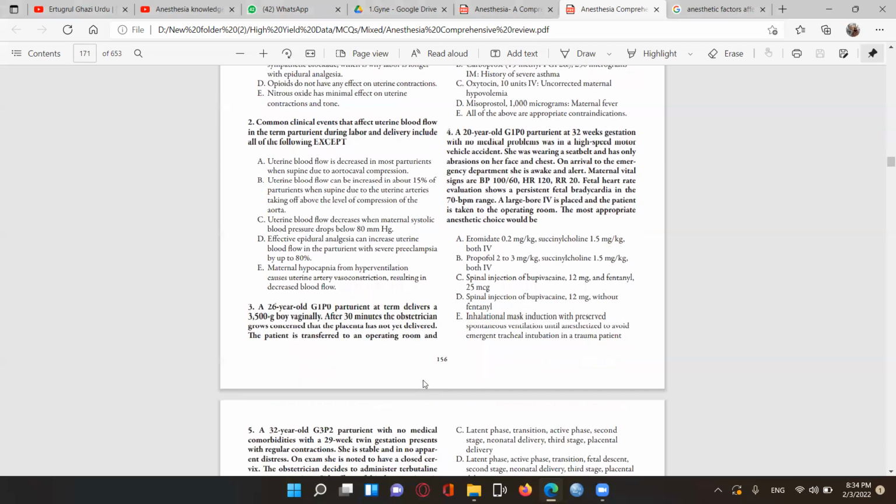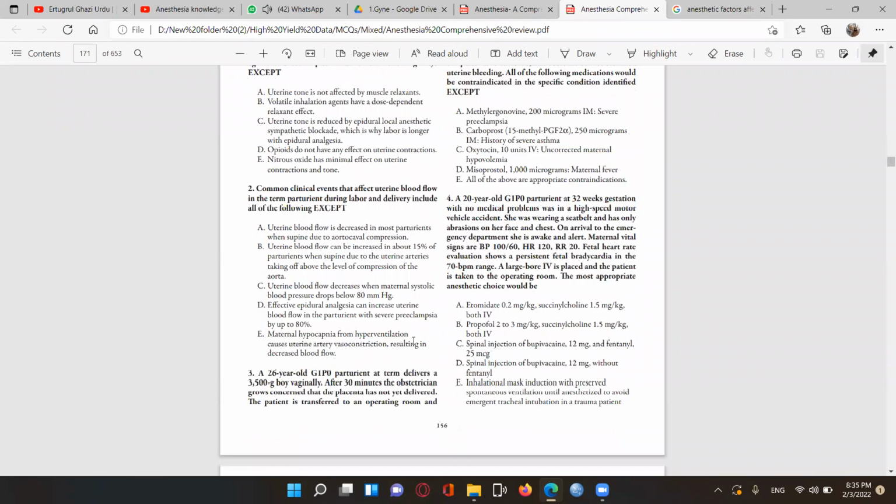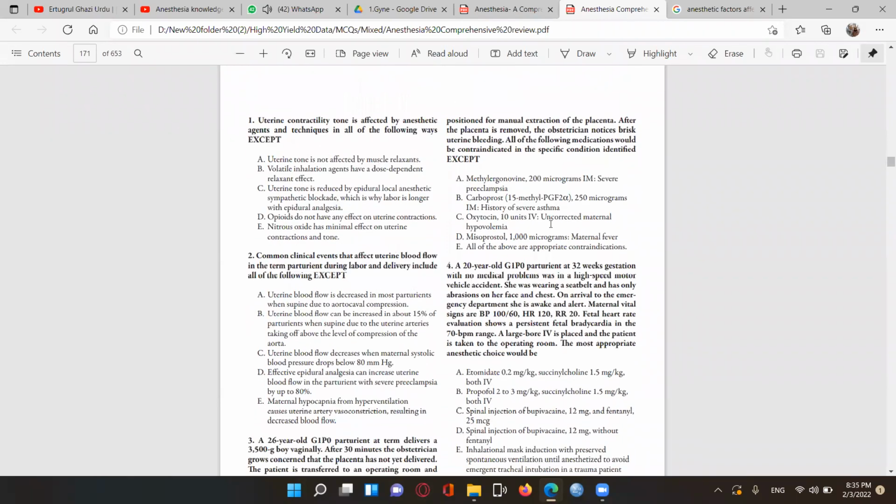Okay. And a 26-year-old G1P0 parturient at term delivers a 3.5 kg boy vaginally. After 30 minutes the obstetrician grows concerned that the placenta has not delivered. Okay, the patient is transferred to an operating room for manual extraction of the placenta. After the placenta is removed, the obstetrician notices brisk uterine bleeding. All of the following medications would be contraindicated in the specific condition identified except.